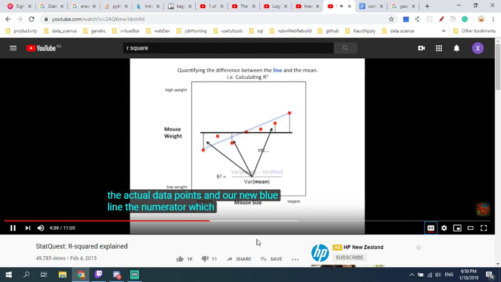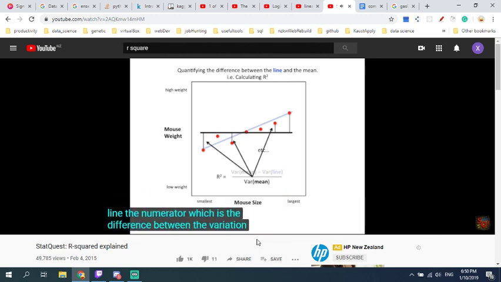The numerator, which is the difference between the variation around the mean and the variation around the blue line, is then divided by the variation around the mean. This makes R squared range from 0 to 1 because the variation around the line will never be greater than the variation around the mean, and it will never be less than 0. This division also makes R squared a percentage, and we'll talk more about that in just a second.